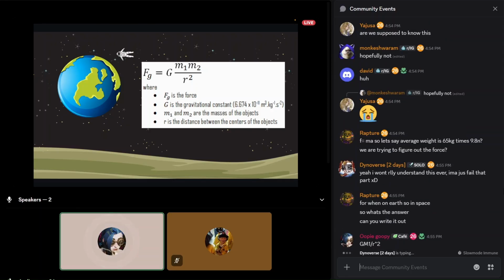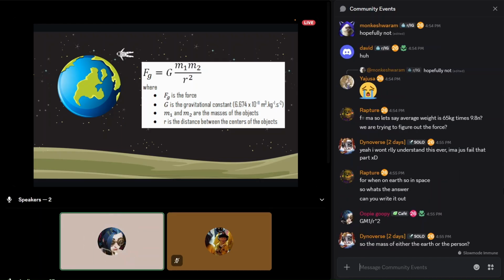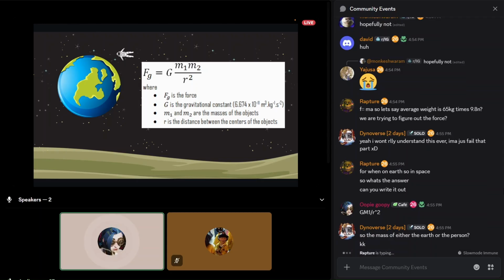This is the acceleration, where m2 is the mass of the planet. So it depends on your frame of reference. If your frame of reference is the Earth, then it's G m2 over r squared.